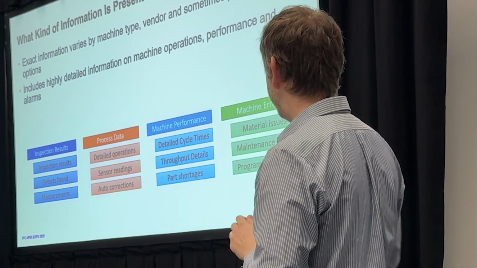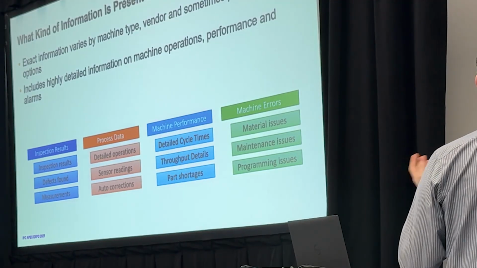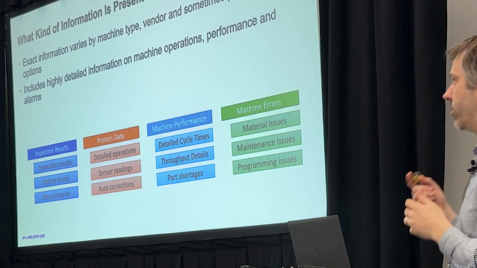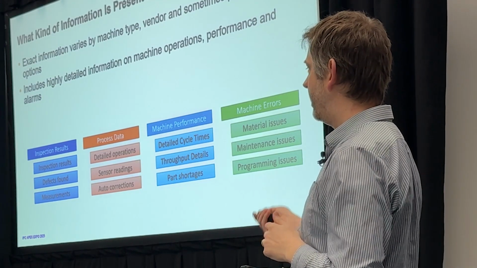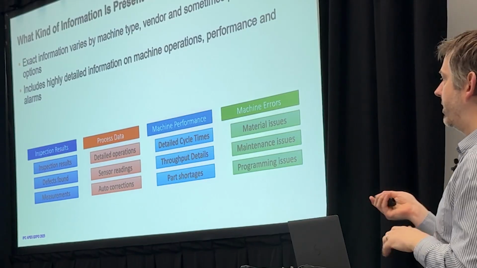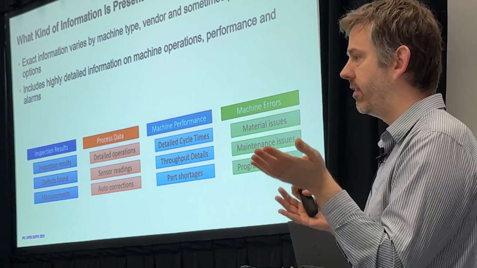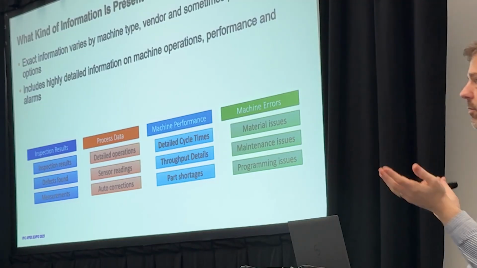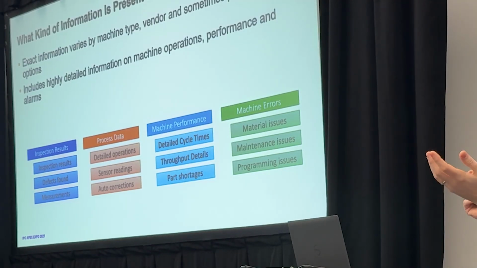On the error side, things like material issues or maintenance issues, programming issues, whatever the machine knows and the error code is capable of spitting out, that might tell you what's going wrong. And then, on the inspection results side, you have, at the end of the day, the top level, pass or fail. Then the one level down, okay, what's the categorized defect that was found? What did the machine understand? Maybe what did the human think it was?